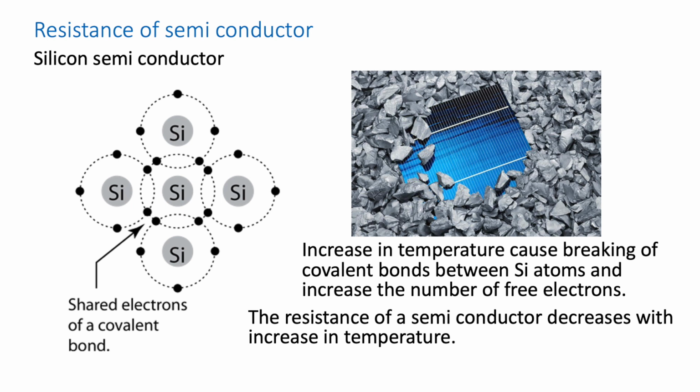But if there is some impurity, it can contribute to conductivity. Or if you increase the temperature, some of the covalent bonds break and electrons will come out from that bond. So these free electrons contribute to the conductivity of the silicon or germanium crystal. Therefore, an increase in temperature causes breaking of covalent bonds between silicon atoms and increases the number of free electrons. The resistance of a semiconductor decreases with increase in temperature.